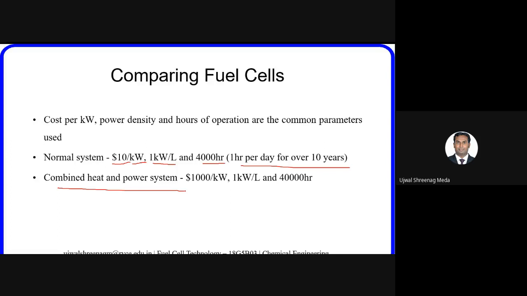There is a way in which you express the price or cost of such systems as well. The price will be slightly higher, in the order of $1,000 per kilowatt. Again, volume is considered as kilowatt per liter. And the working hours or life cycle of such a fuel cell is also high, usually around 40,000 hours. These are some of the terms commonly used to compare fuel cells and also to compare fuel cells with other conventional energy generation systems.